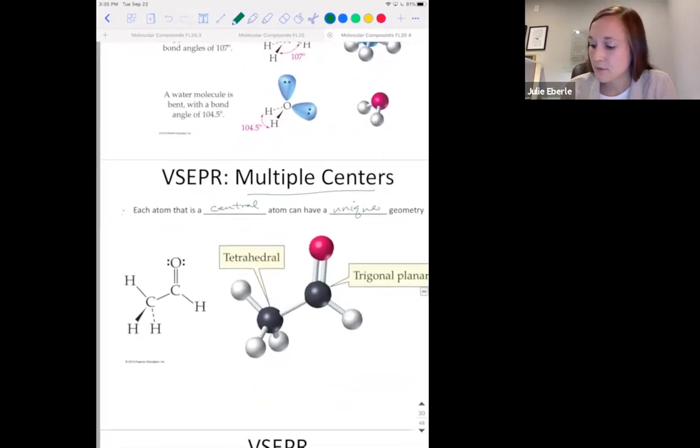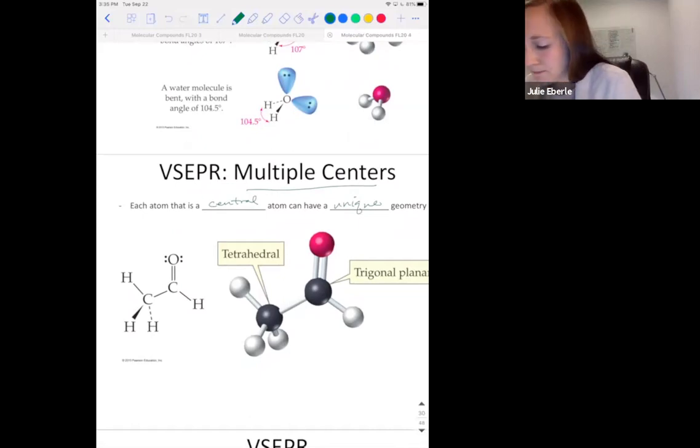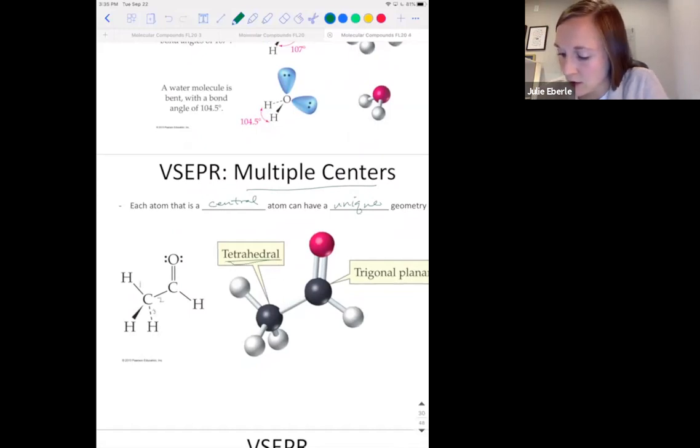Here's an example. This is a molecule of what we call acetic acid. It's the acid in vinegar. And if you, well, actually, no, it's not. Sorry, it looks very similar to it. If you look at this, we have a carbon here on the left and a carbon on the right. So this carbon on the left is a tetrahedral. Why? If you count the number of bonded atoms, you have 4 bonded atoms. You have 4 single bonds on this carbon.